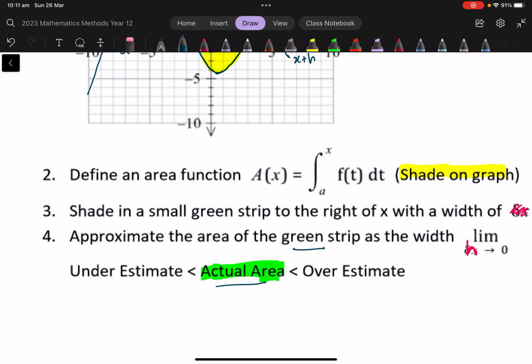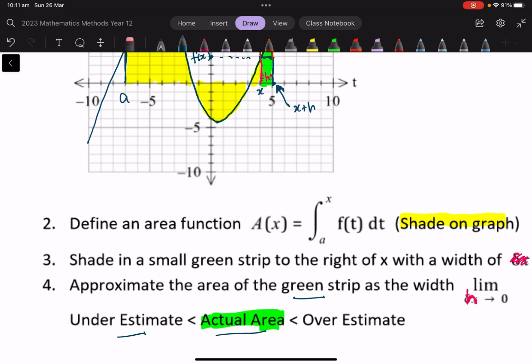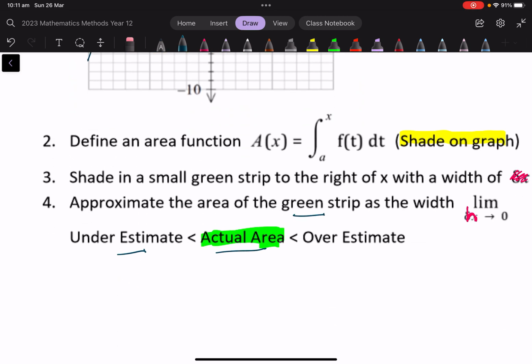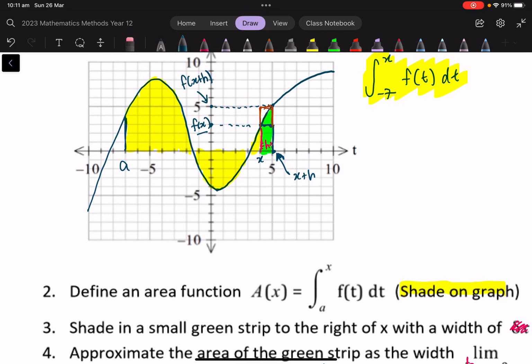Now, if we were to calculate the area of the underestimate rectangle, well, the height of that rectangle is going to be f of x, and the width of my rectangle is going to be h. So the area of the underestimate would be f of x times by h. And the actual area, well, if we were to work it out using area functions, the way we would work it out is on the right-hand side where the x plus h is, that would be the area function of x plus h. And if we subtract the area function of x, we're going to get left with the green shaded region.